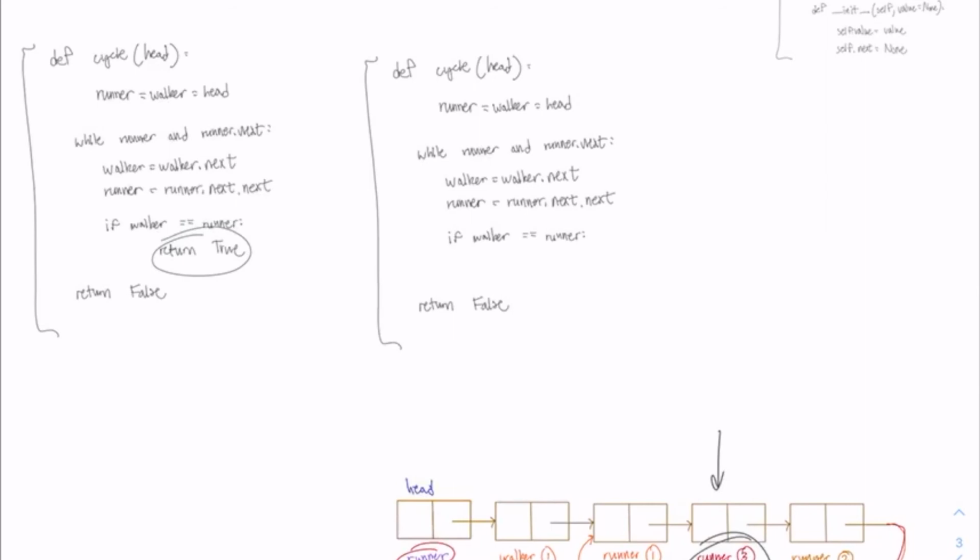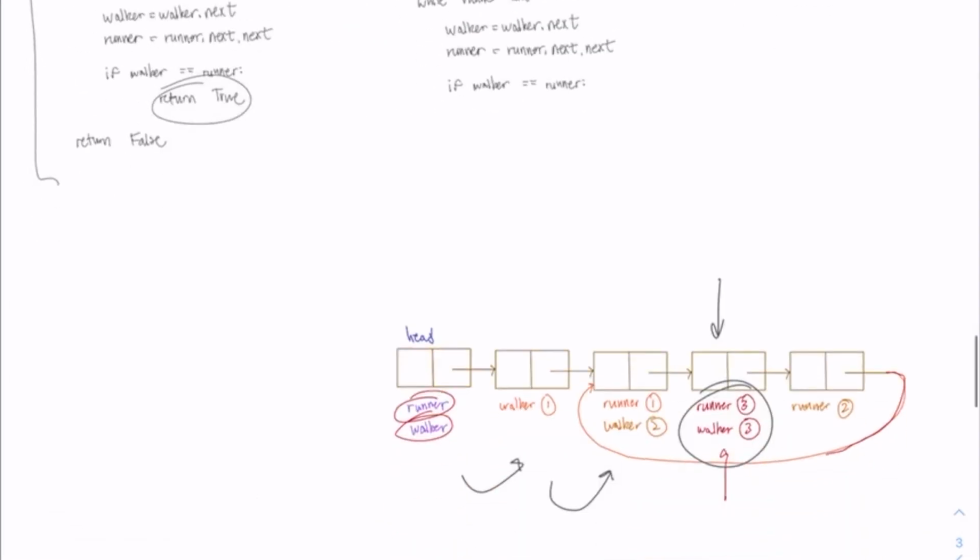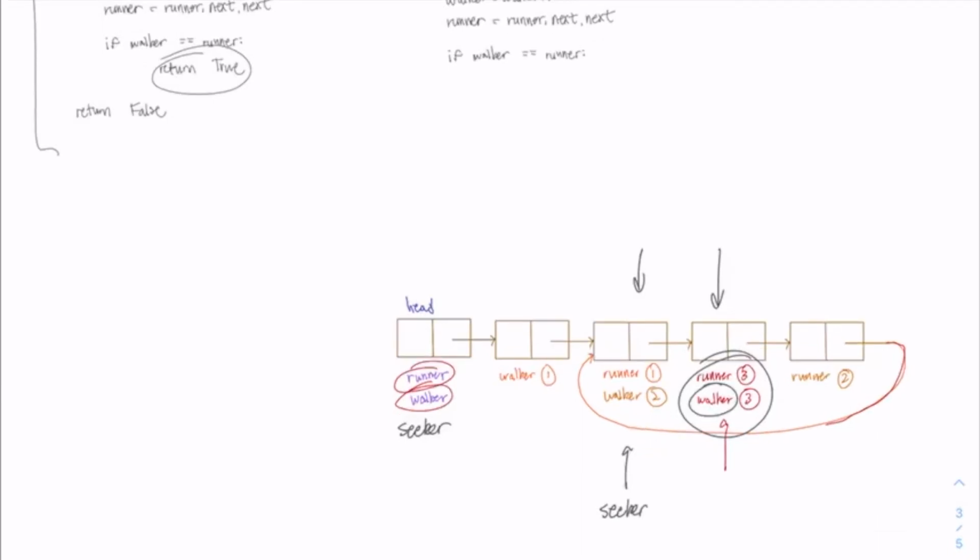So in order to do this, we have to erase this stuff, and we have to introduce a third variable. Specifically, we'll call it seeker, that basically iterates through the linked list while this cycle is going on and meets the walker variable at the head of the linked list at the same time and place.